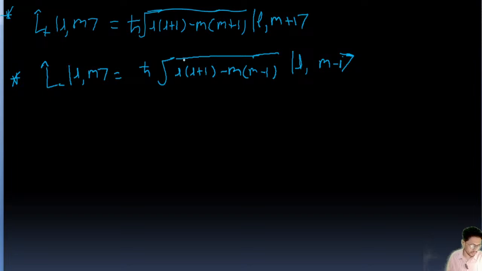So L plus means the factor is m into m plus 1, and L minus means m into m minus 1. If it is plus 1, m will get increased by 1, and here with minus, m will get decreased by 1. These are the important values for the L plus and L minus operators.